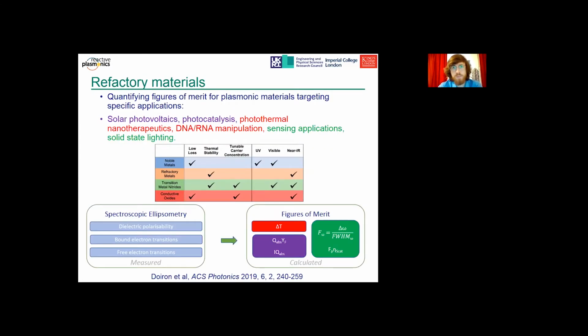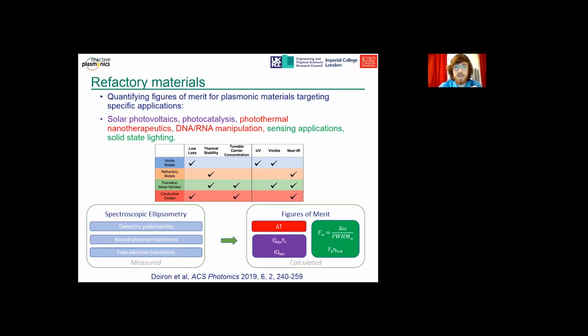So as part of the work we've been doing at Imperial, we've been benchmarking alternative materials to gold and silver in order to identify what could be suitable and viable alternatives. And the reason we're looking at alternatives to the noble metals is because although they have low losses, which is ideal for plasmonic applications, they have poor temperature stability, limited spectral tunability, they're expensive, and they can't be integrated with existing CMOS fabrication processes.